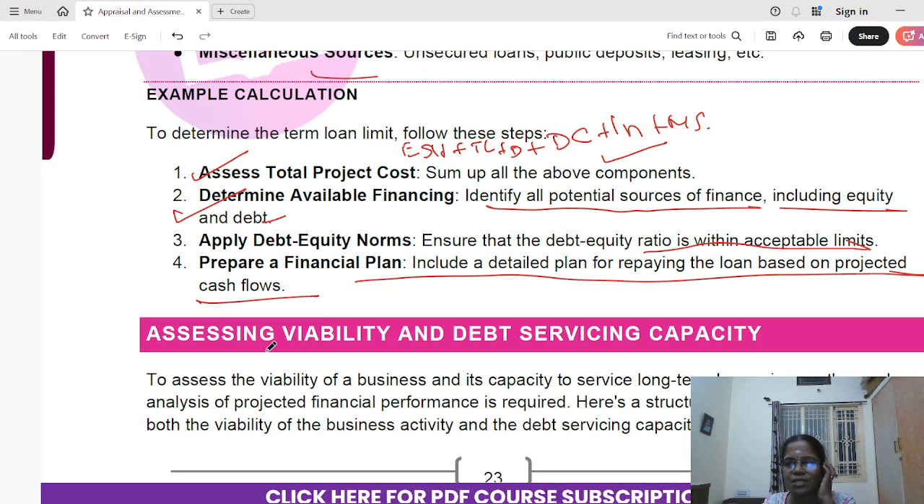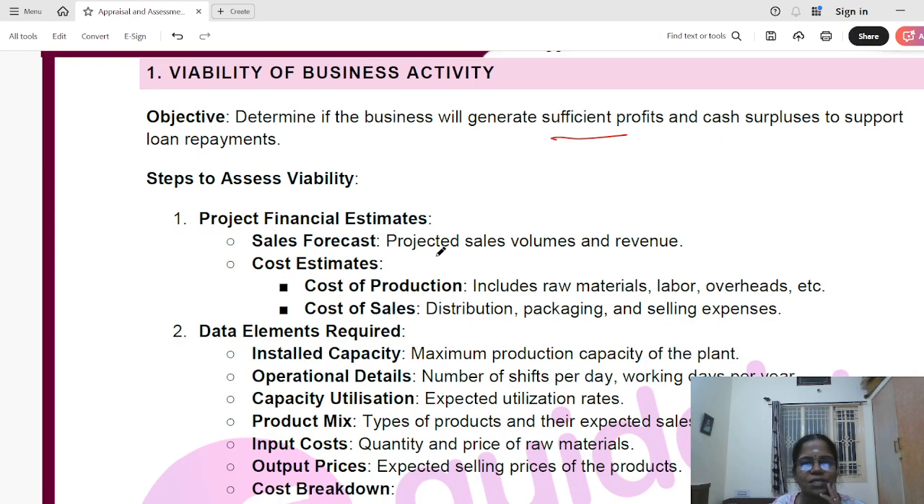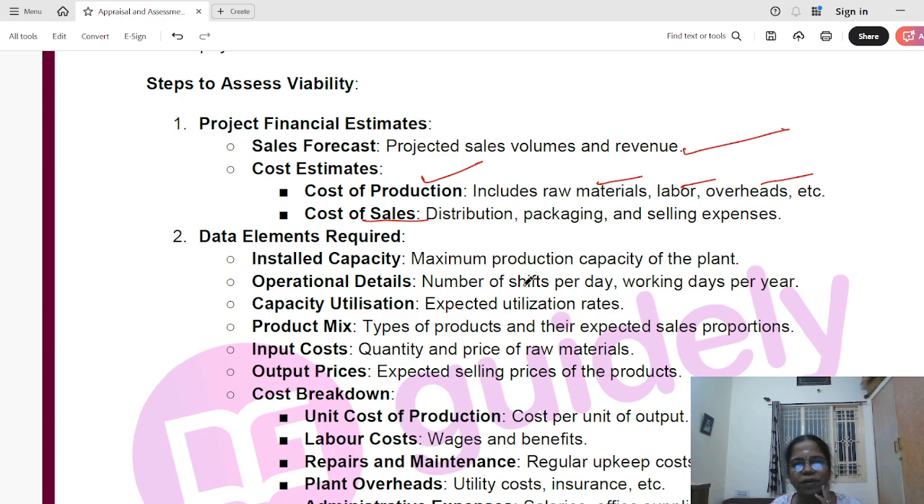Assessing viability, debt servicing capacity. Evaluating the viability of the business activity: to assess the viability of a business activity, whether such a business has the ability to make a profit. Okay, steps to assess the viability: project financial estimates, sales forecast, predicted sales volumes and revenue, cost estimate, cost of production, cost of sales, which include the raw material, labor and overhead. Data elements required: installed capacity, what is the maximum production capacity of the plant. For example, it can produce 1000 quintals, or a 10,000 quintal plant, or a 30,000 quintal plant, that is what we get to know.